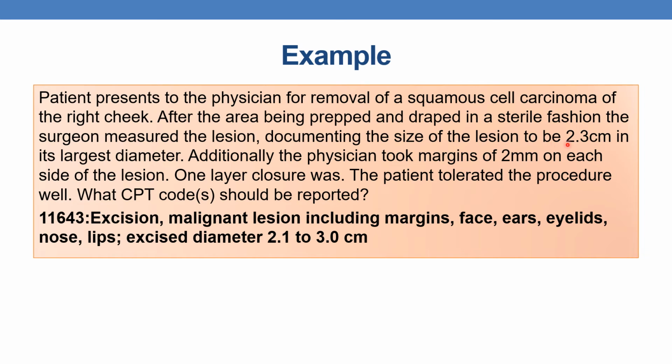Here the largest diameter of the lesion is 2.3 centimeters, and additionally the physician took margins of 2 mm on each side. So the total diameter is less than 3 centimeters. So the appropriate code is 11643, excision malignant lesion. Here the location is right cheek. So the appropriate code is 11643, excision malignant lesion including margins, face, ears, eyelids, nose, lips. Excised diameter is 2.1 to 3 centimeters.